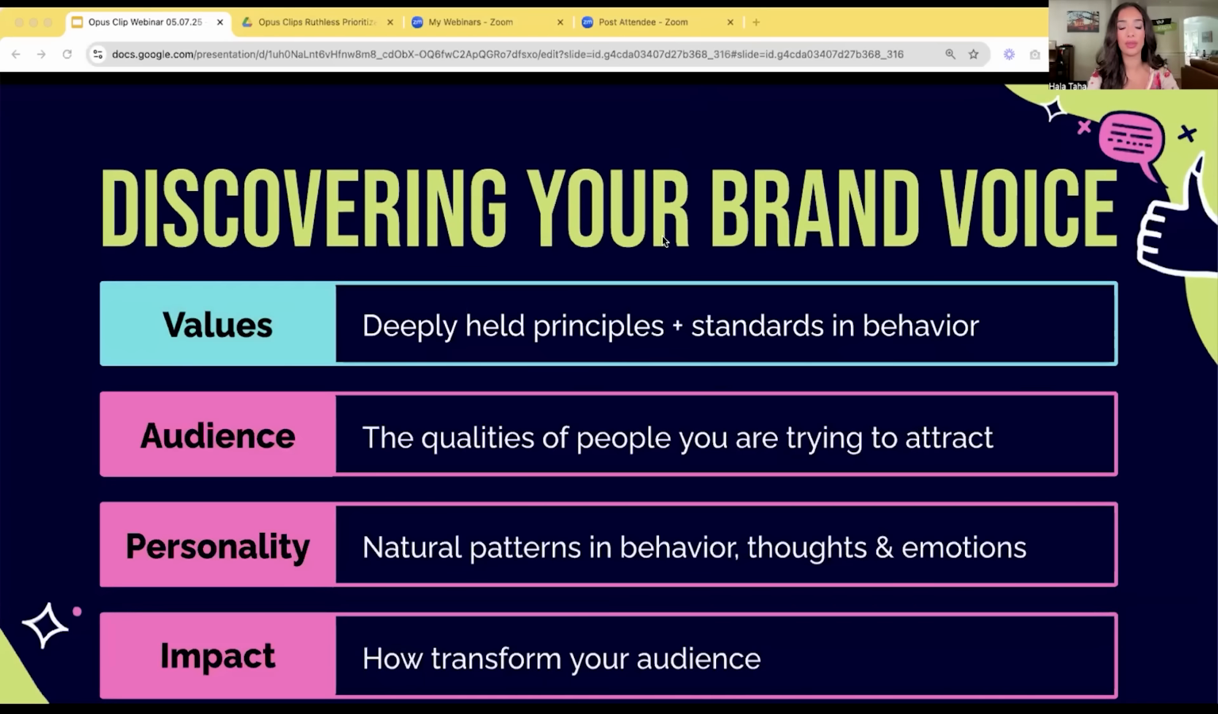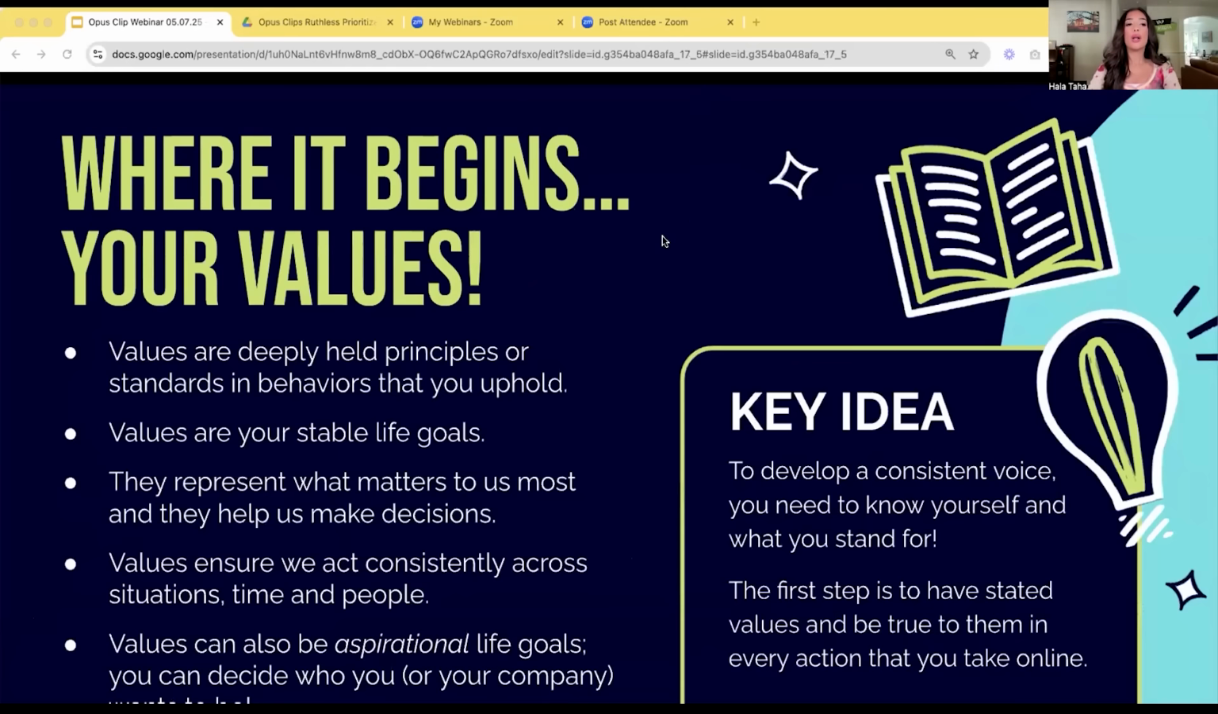Let's start with values. Okay. So to reiterate what I mentioned about values, values is everything that you stand for. It's your stable life goals. It represents what matters to you. And most importantly, it helps you make decisions in tough times. Okay. So your values matter when somebody is talking crap about you in the comments and you have an opportunity to either show up as the personality that you decided to be, or to just let it all go and show something bad on social media that could potentially damage your reputation. So your values especially matter when things are not going great.